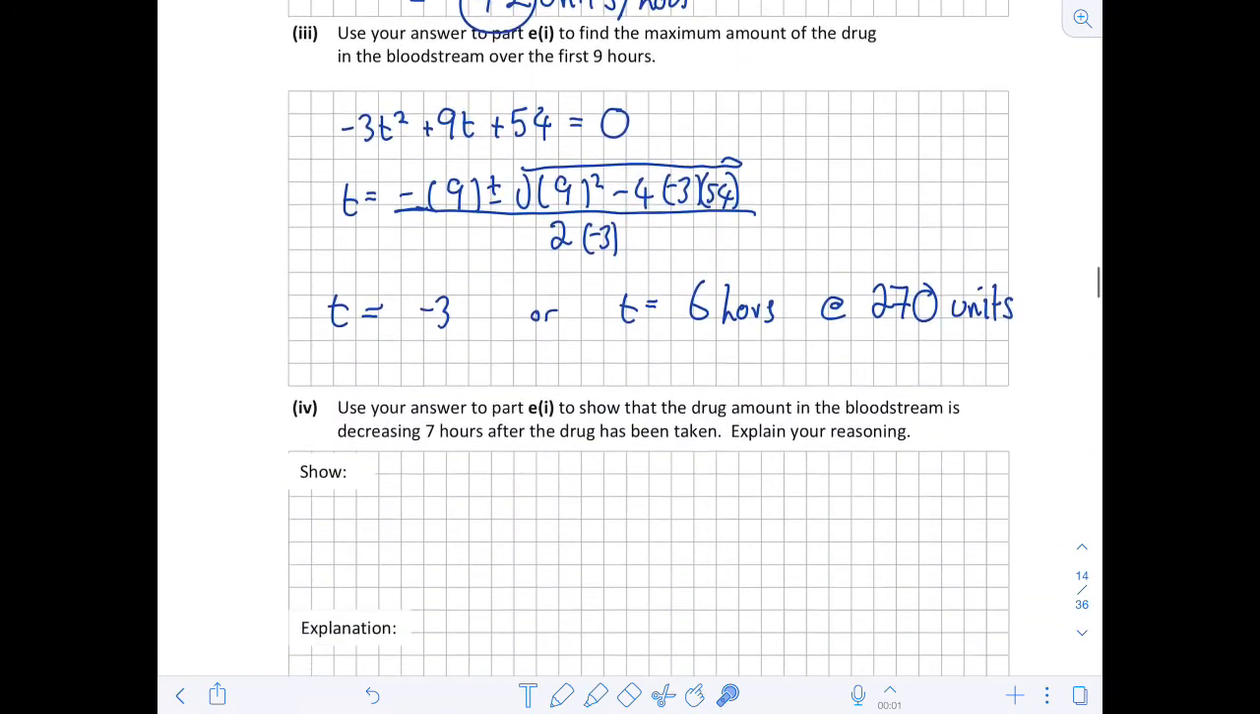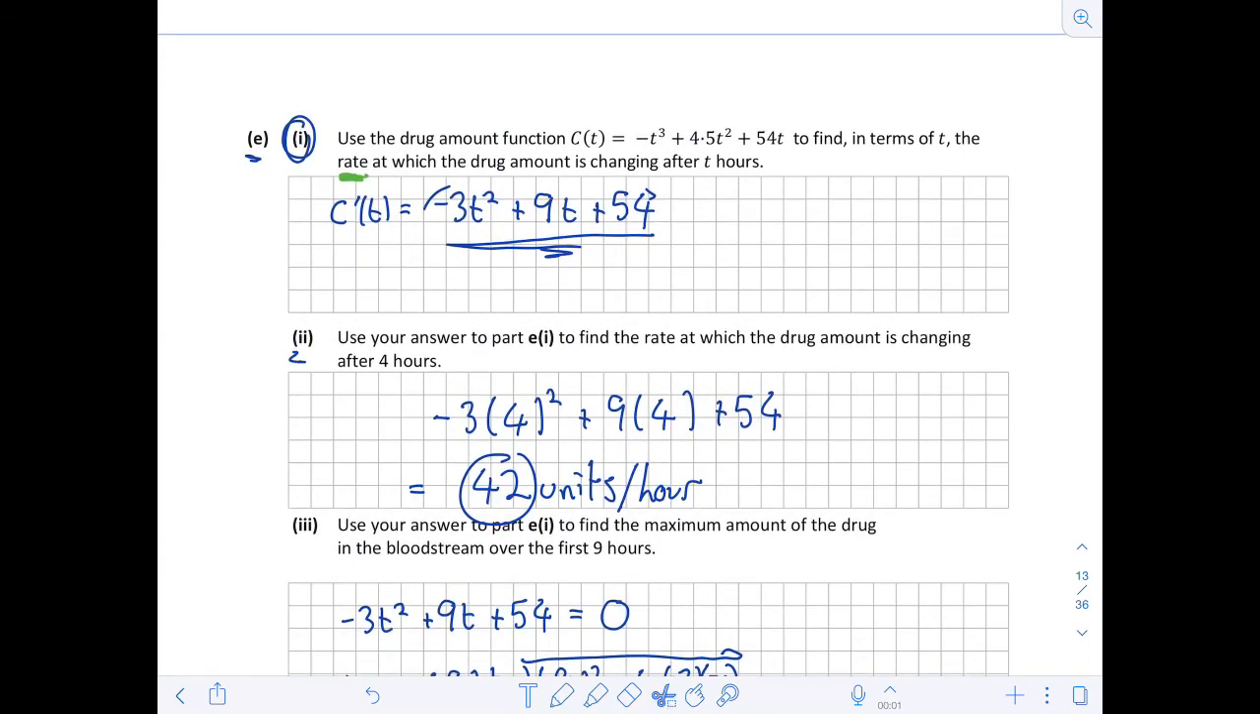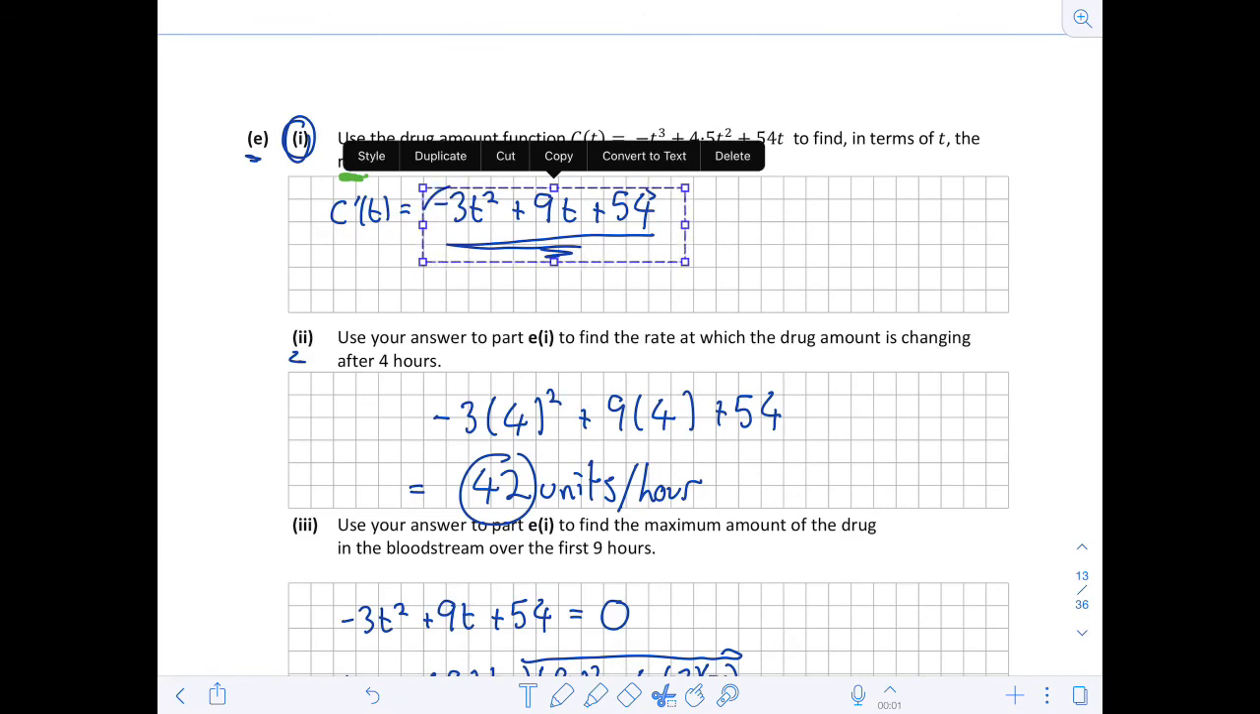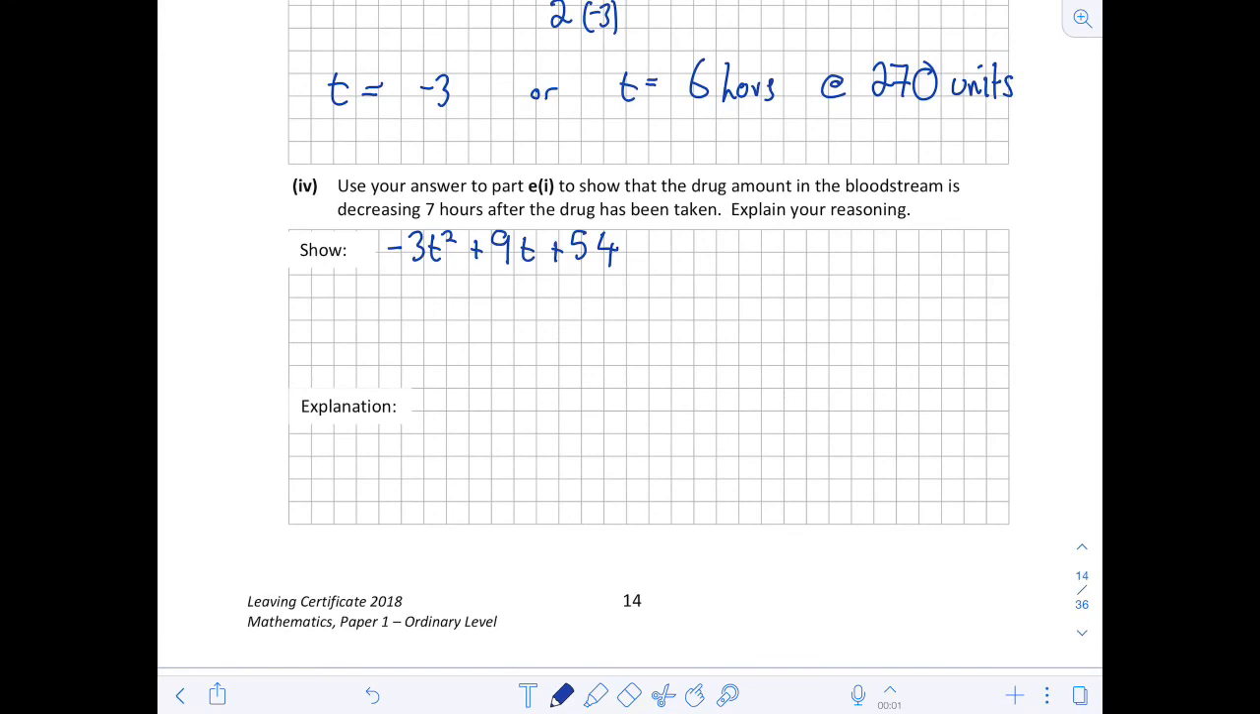Okay, so we have this thing up here, and 7 hours. So lads, even if you don't know the explanation, what are you going to do for t? You're going to put in what value? Yeah, exactly. You're going to put in the value 7, wherever there's a t. So I'm going to copy them and paste them down here. Let's put them in there. Wherever there's a t, I'm going to just turn it into a 7. So it's minus 3(7 squared) plus 9(7) plus 54, and that equals minus 30.